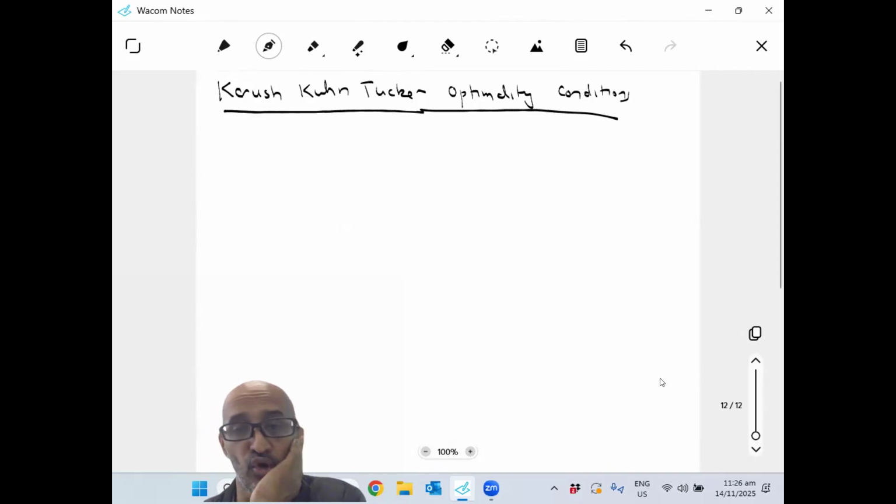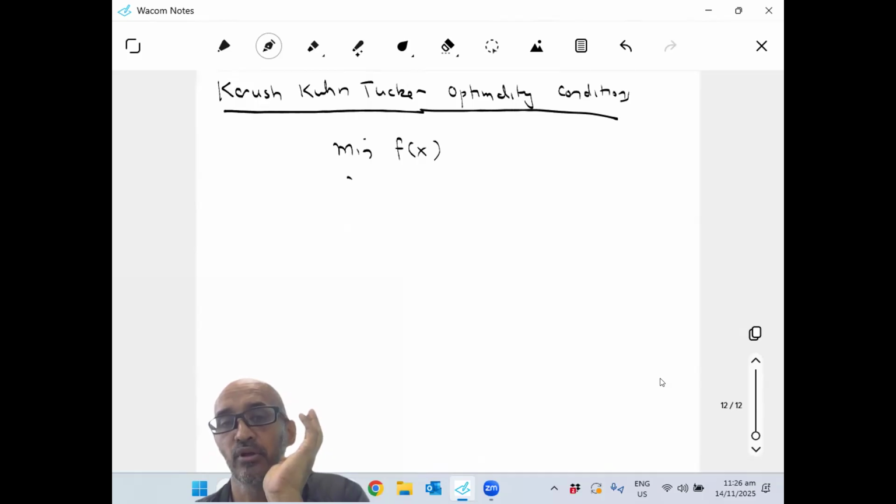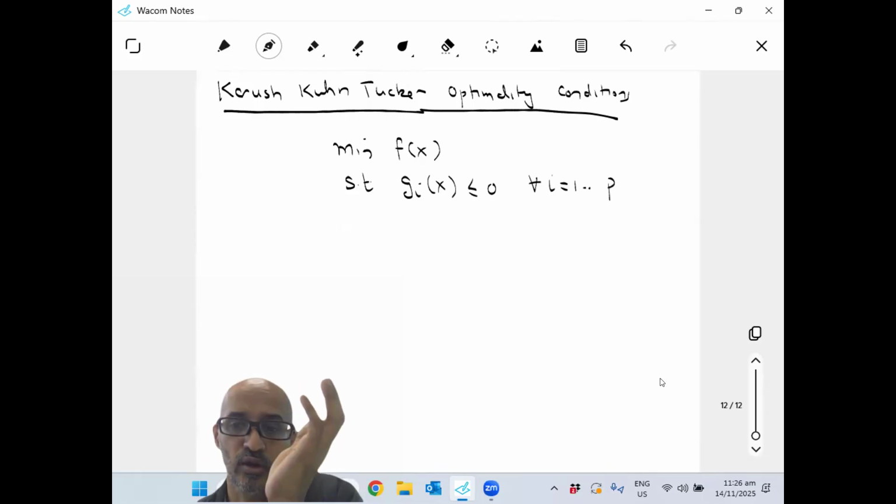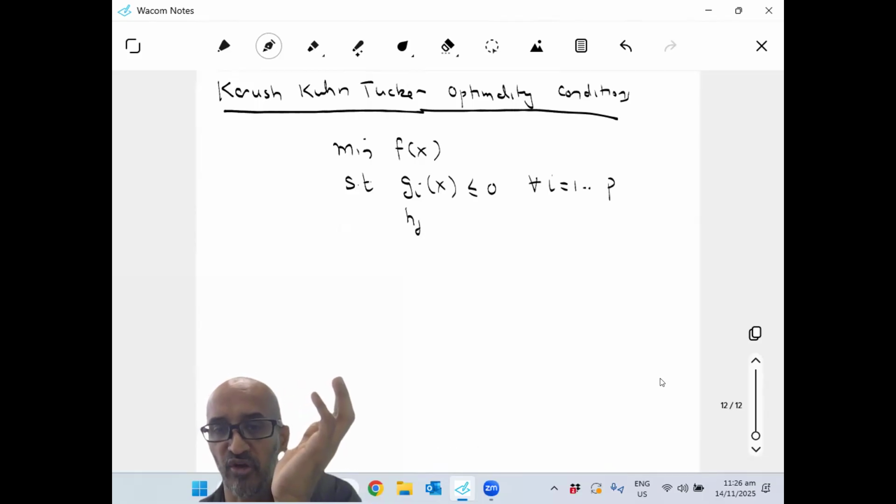So let's take a general optimization problem of the following type. I've got a nonlinear function. I've got nonlinear inequality constraints. And let's say I've got some equality constraints.